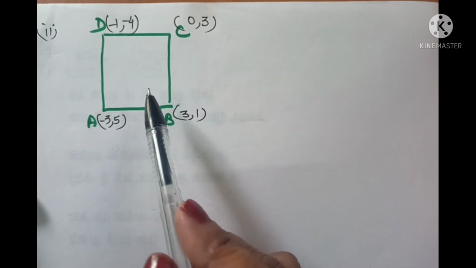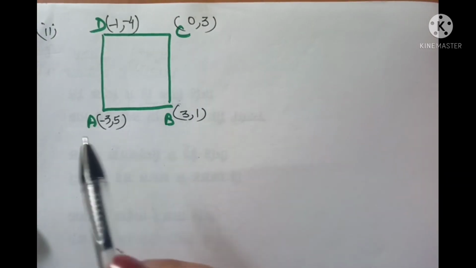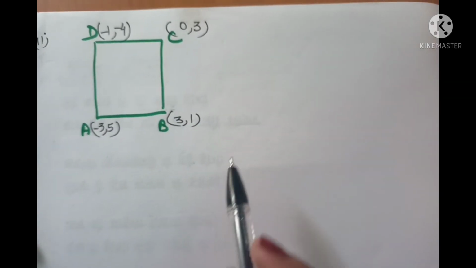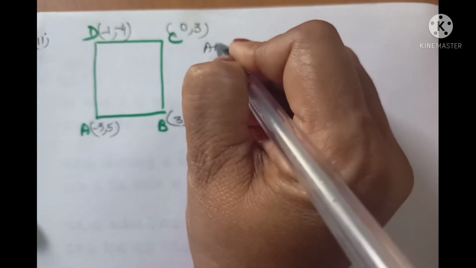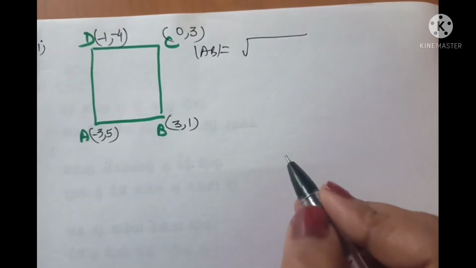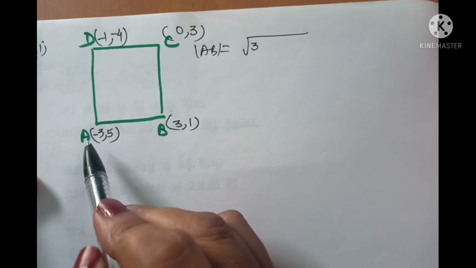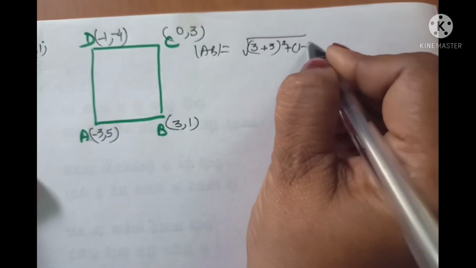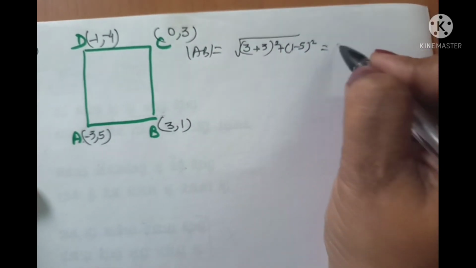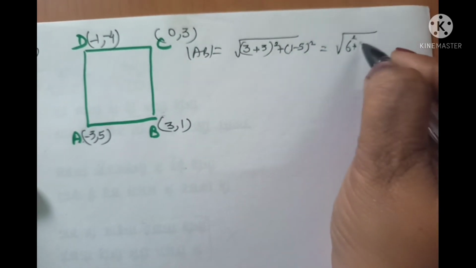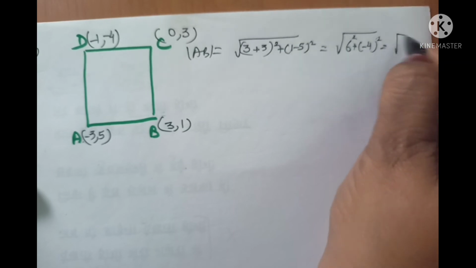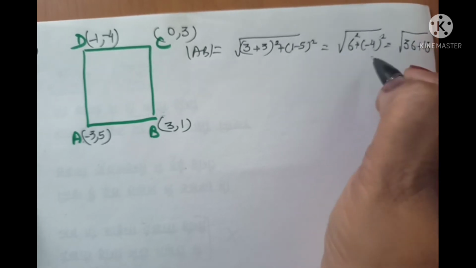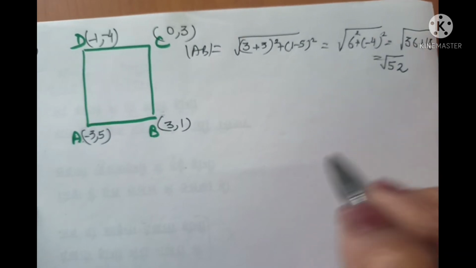This is the rough figure for the second part. Important thing is again that you must write them in the order A, B, C, D. Otherwise, the whole question will be wrong. Now, let us find out AB. AB comes out to be (3 plus 3) whole square plus (1 minus 5) whole square, which is equal to 6 square plus (minus 4) square, 36 plus 16, that is root of 52.